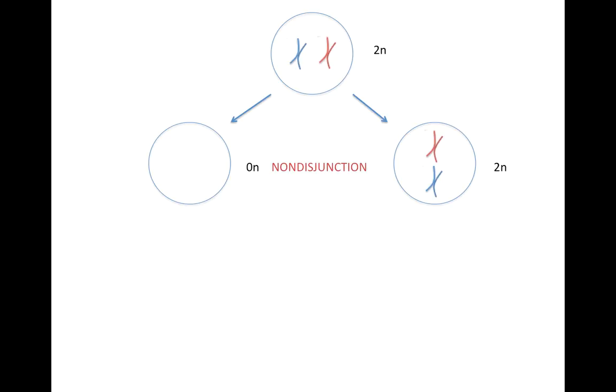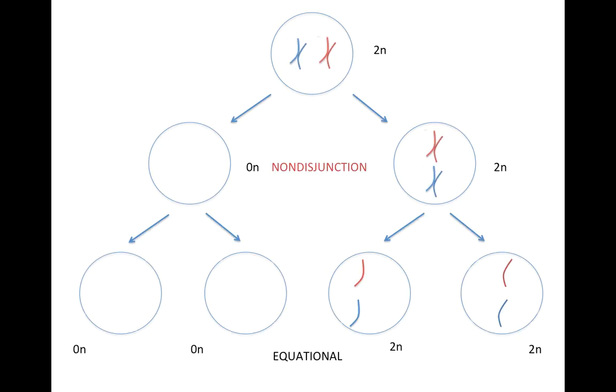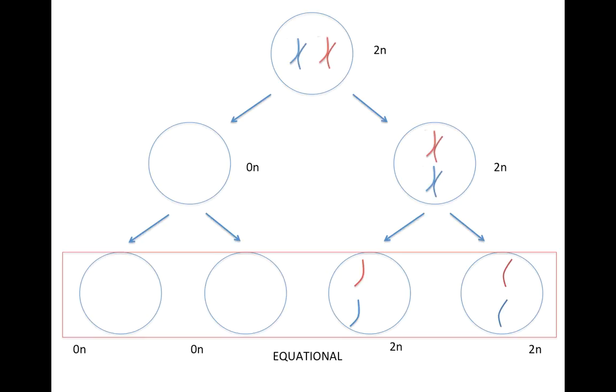The chromosomes will line up along the metaphase plate in meiosis II, and sister chromatids will separate to create 2 daughter cells for a total of 4 gametes. 2 of the gametes, as you can see here, will be deficient for the chromosome that failed to segregate properly, and the other 2 will have a duplicate.